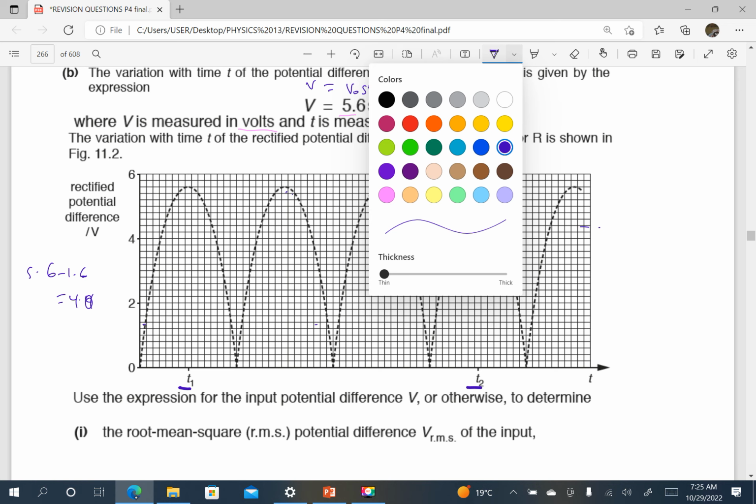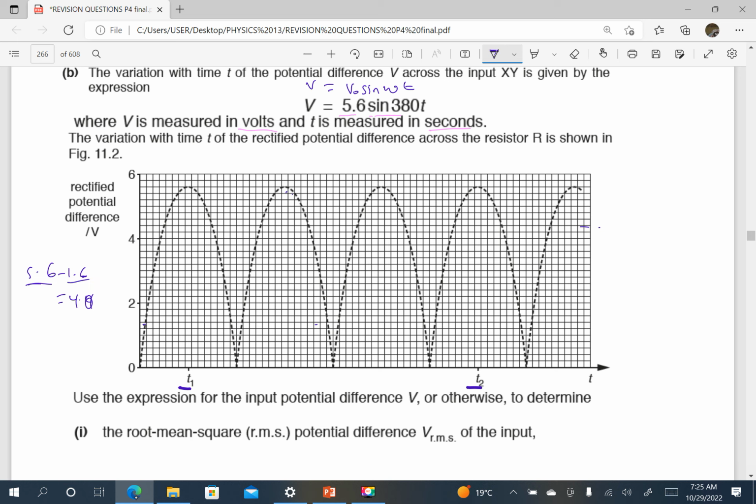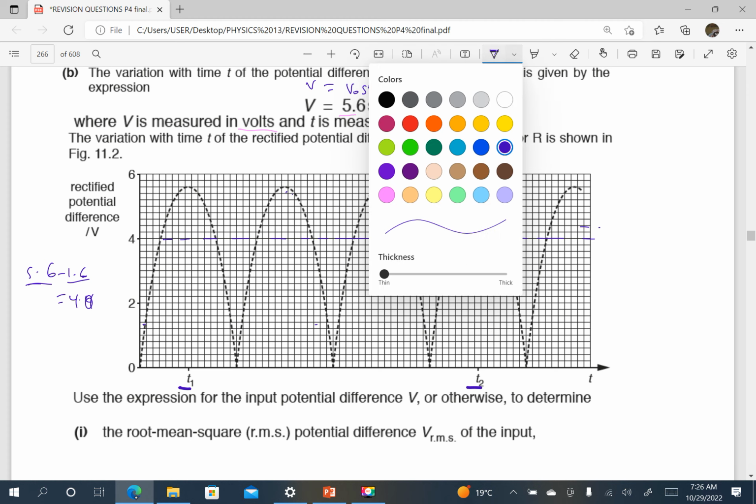So the peak is 5.6, not 6. I don't know what is happening to me. So the graph should not go beyond or below 4.0. The peak should not fall below 4.0, but it's the same process, so it was just an error.